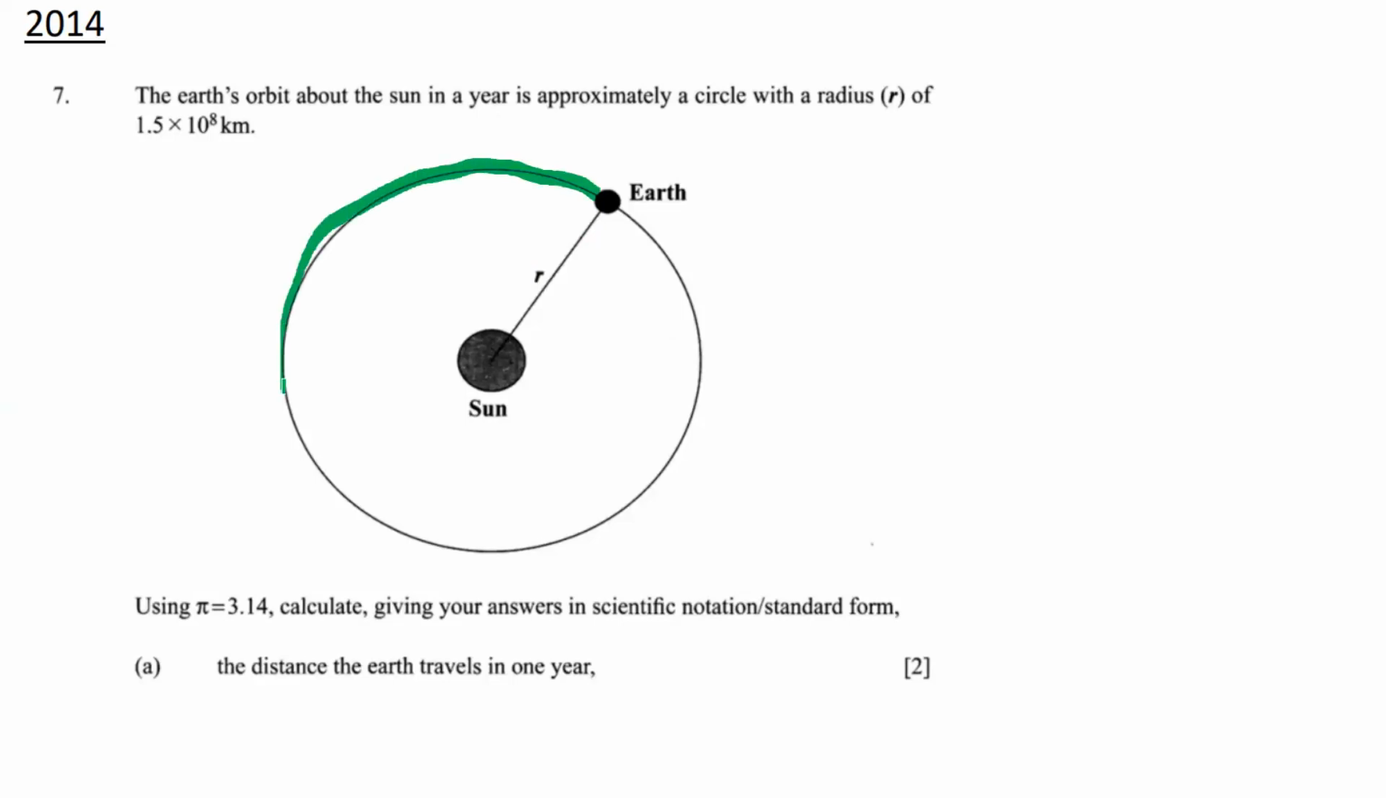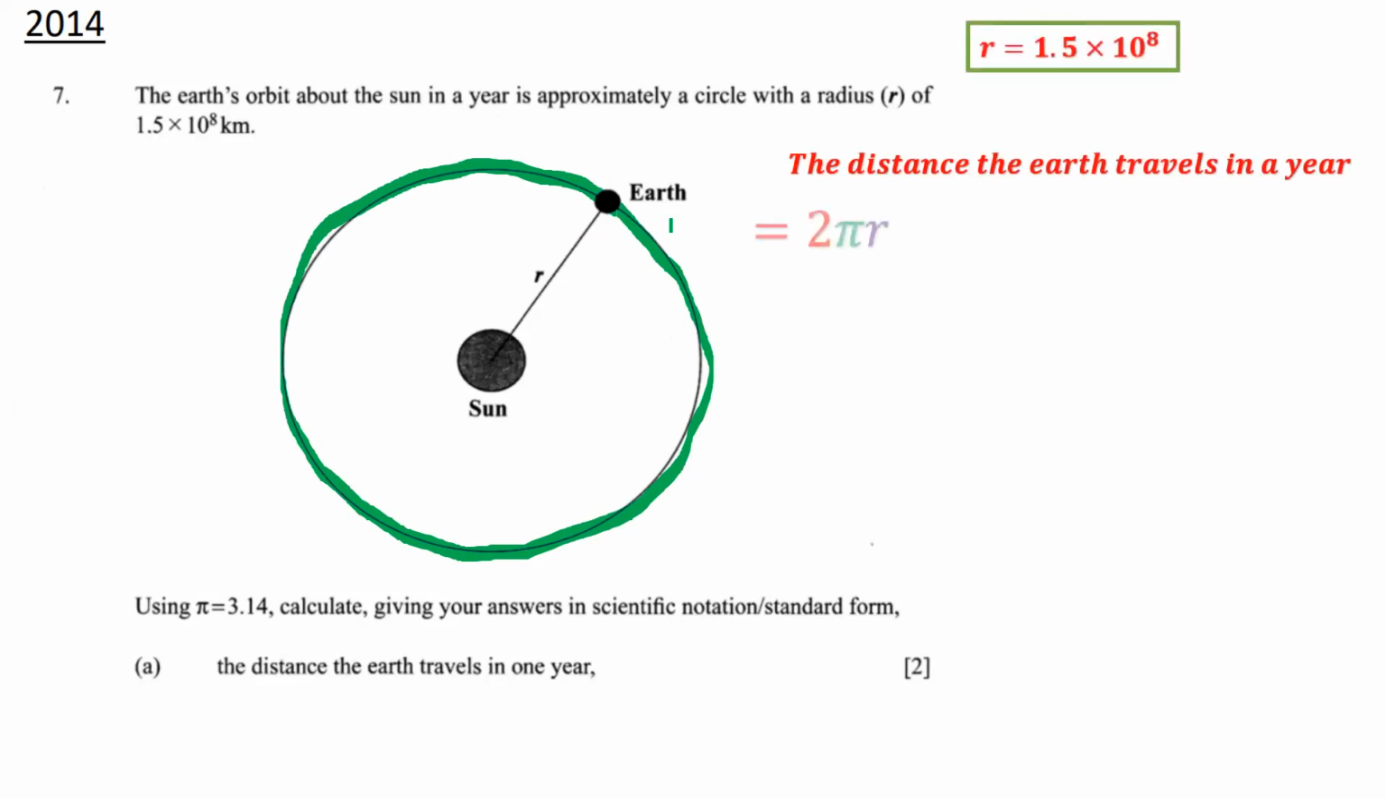Now, if we are trying to find the distance of a circle, we're definitely going to be trying to figure out the circumference of the circle. The formula for circumference is 2 pi r. So what they're basically asking us to do is to find the circumference of this circle, where the radius is 1.5 times 10 to the 8. So 2 is a part of the formula. We keep that. Pi is going to be 3.14, like we have in the question. And the radius, which is r, is going to be 1.5 times 10 to the 8.